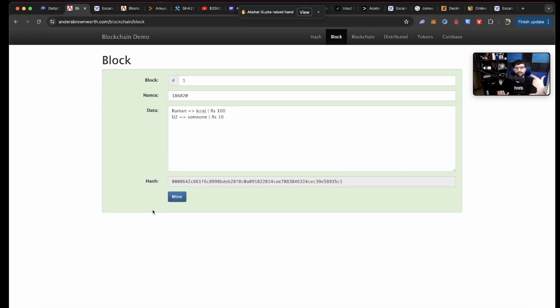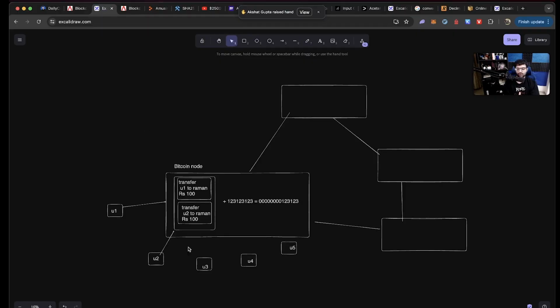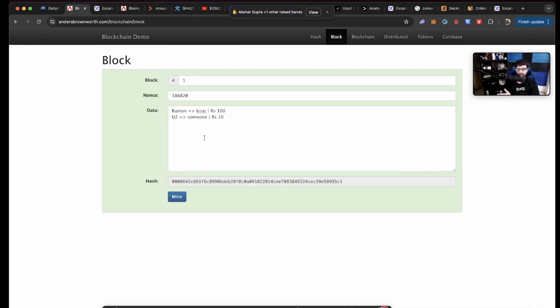If you click on the mine button, what is it doing? It is doing some mining. It is doing some work to find the nonce such that if you combine this with the nonce, the final output starts with, let's say, 4 zeros. That is how you create a block. That is what this node is doing right now. After it received a bunch of requests from multiple people, it puts them in a message, starts to mine. When it is mining, it is trying to find the nonce. Once it finds the nonce, it gets this hash.